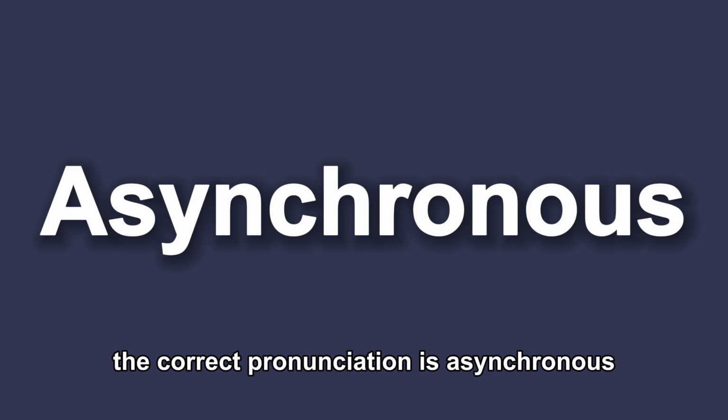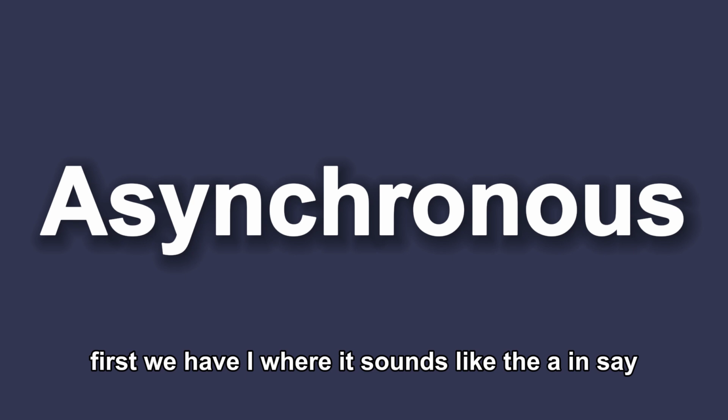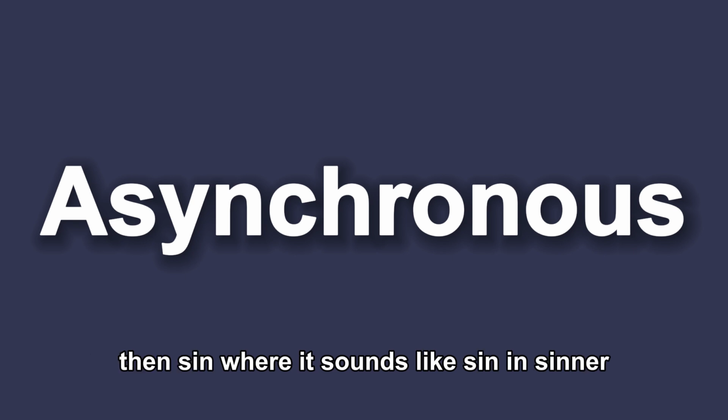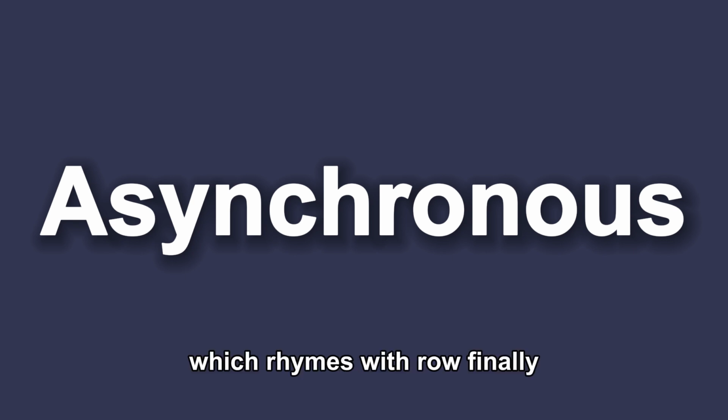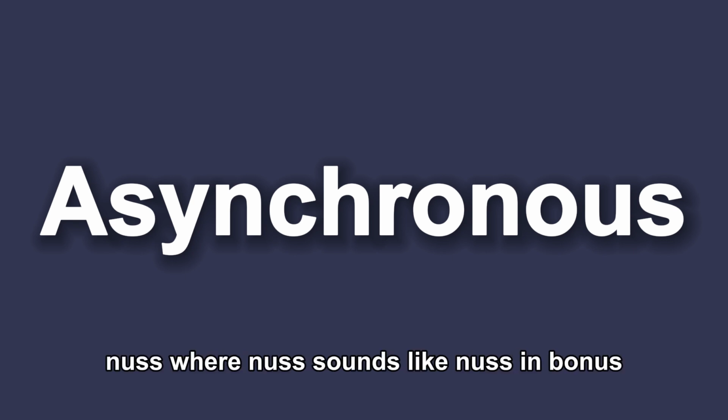The correct pronunciation is asynchronous. First, we have A, where it sounds like the A in say, then sin, where it sounds like sin in sinner, next crow, which rhymes with row, finally nus, where nus sounds like nus in bonus.